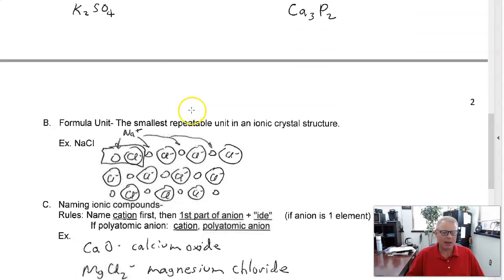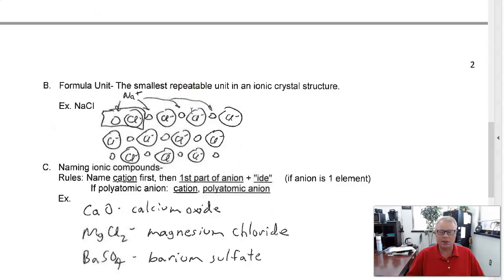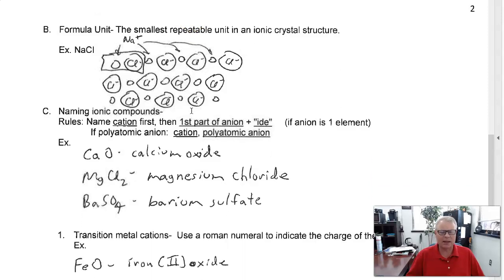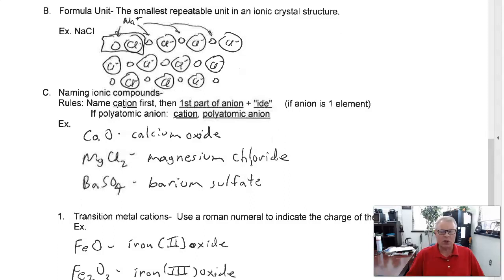Last thing I want to talk about here, it's a short video on this one. I think we may just stop, and we'll talk about naming compounds when we get back in class. Let's talk a little bit about the formula unit really quick. When you're dealing with covalent molecules, the molecule is the smallest unit.